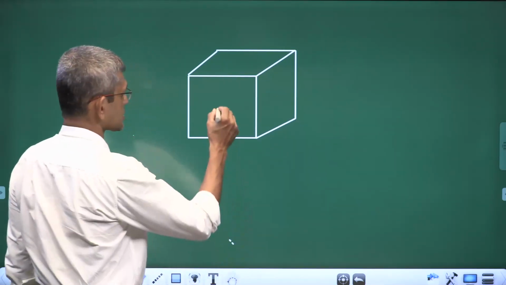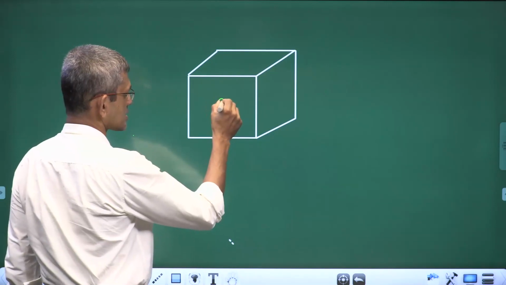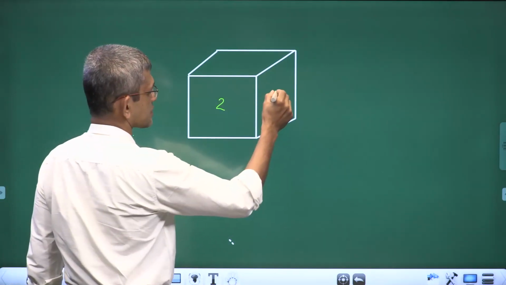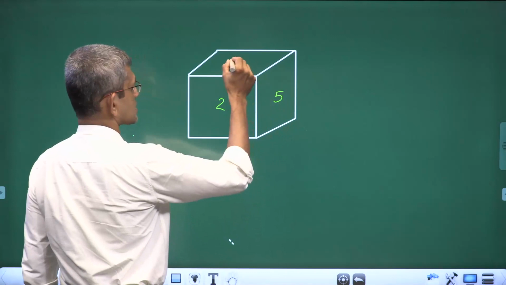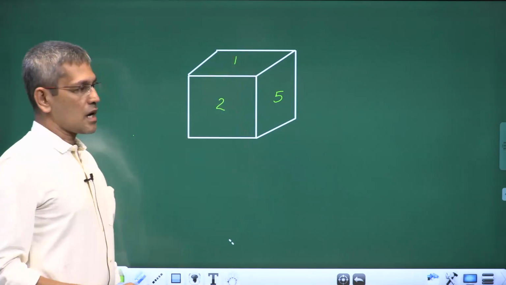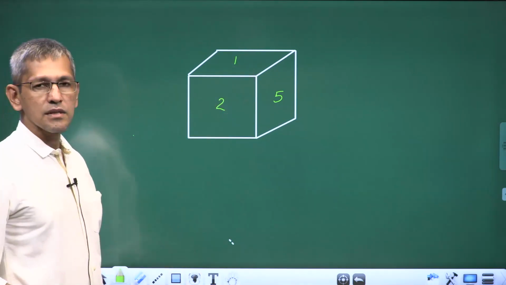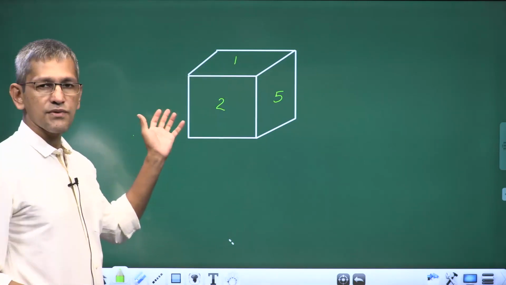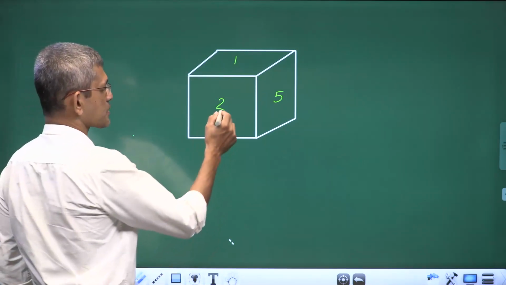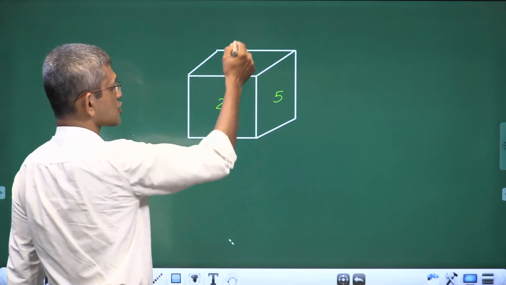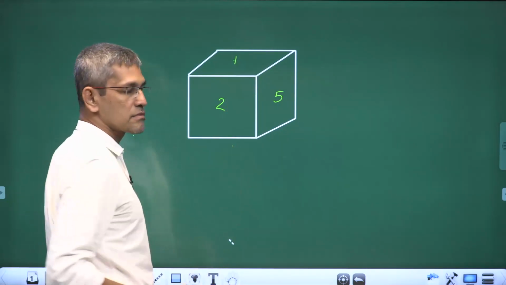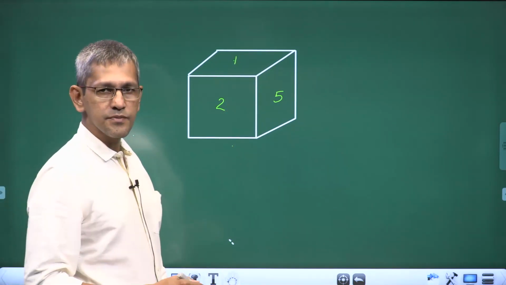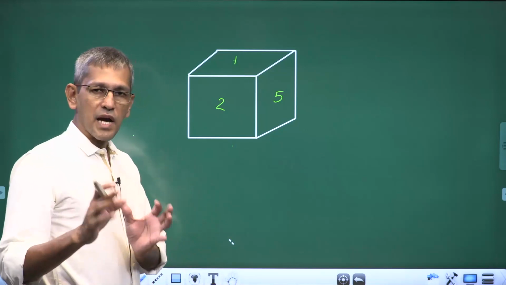For example, in this case, these faces are marked. This is 2. This one is 5. This one is, let's say, 1. And only 3 faces we can see. The other 3 faces, we have no idea. For example, what is opposite to 2? And 1 is at the top, right? So what would be at the bottom? Can we predict?